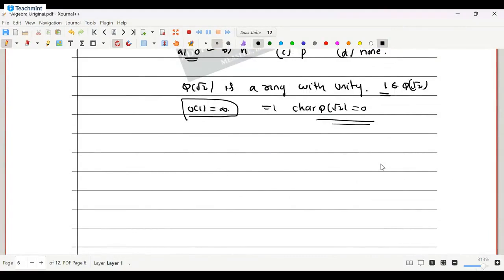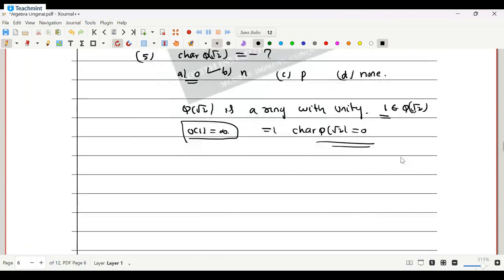Next one, example 6. Find the characteristic of Z3 cross Z12. Anyone please? 12, sir. 12. Okay.